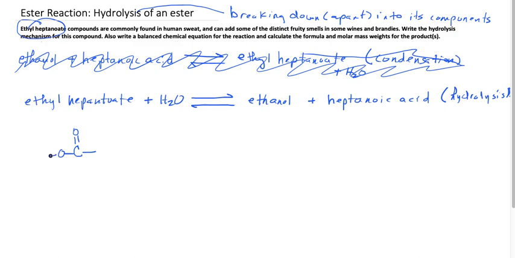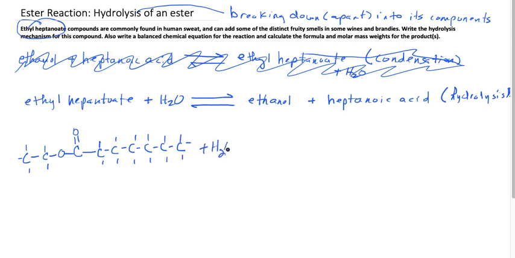So we come over here, and all we're going to do is add in the other 2 carbons that we know that we have. So here's the ethyl part, right? And then heptanoate. So there's 1, 2, 3, 4, 5, 6, 7. And so we know that there's hydrogen all the way around this hydrocarbon chain, right?